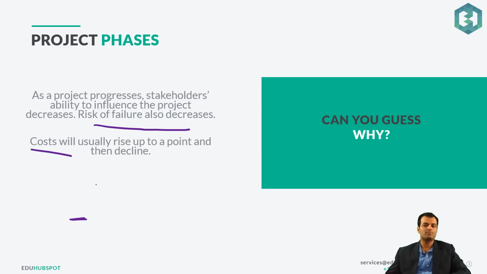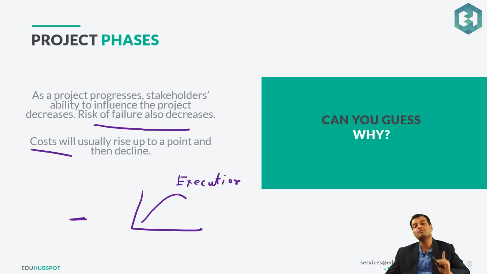Cost will usually rise up to a point and then decline. So why is it so? You start from the bottom, you go up in the execution stage where your maximum time is being spent, where you have the most number of resources. So that's where your cost will be at a high point in the middle. And then finally, as the project progresses, you will start releasing the resources, and finally, all the resources would be gone. So that's your cost.